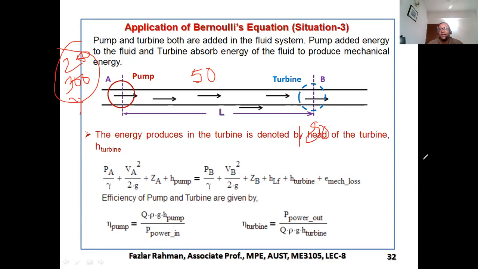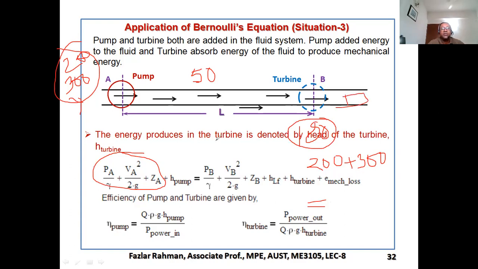So at point A, the fluid is coming with 200, that is this much energy. And the pump is adding 300. Total 500, you are moving toward your home. So at the front of your gate, some of your friends taking 180, and how much will you have over here, you need to figure out. Okay. So on the road, you lost 50. That means this is frictional head loss. This is LF.